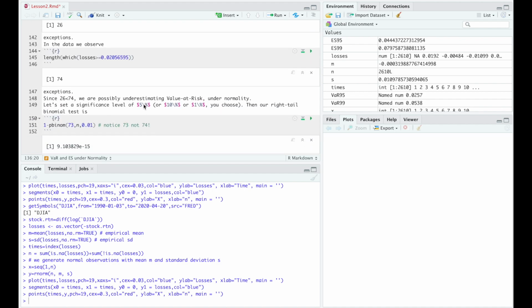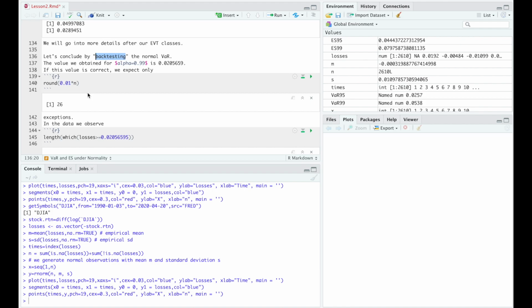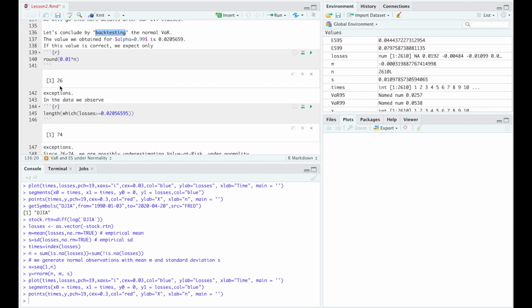So let's say that we use 5%, quite a standard significance level. You may want to use 10%, 1%, it is your choice, or the one of the regulator. Now, what we can do, we can look at how many observations should be above the 99% VaR. In terms of our data, given the number of observations that we have, we expect to observe 26 exceptions, because this is just 1%, okay? And in our data, conversely, with respect to the exceptions that we observe under normality, these are 74, okay?